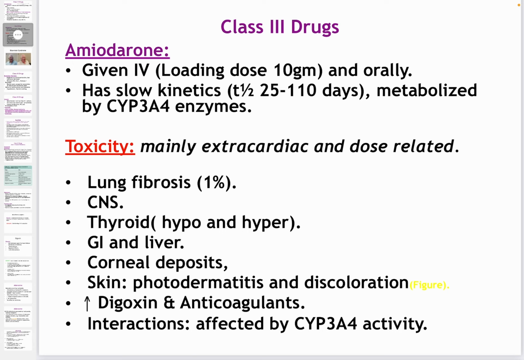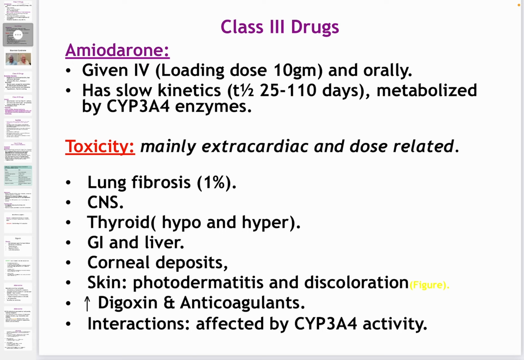An important thing to remember: it is metabolized by cytochrome P450. I won't go through the different subfamilies of cytochrome P450, I'm going to talk about the general group. Did you learn about these kinetics? 3A4 to D6. Okay. So any drug that's also affecting 3A4 is going to interact with it. For example, digoxin and anticoagulants are also an area of drug-drug interaction.